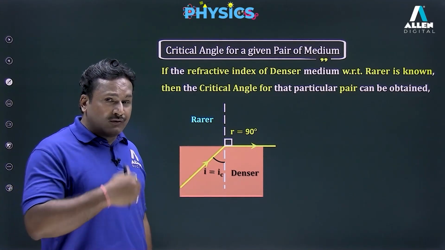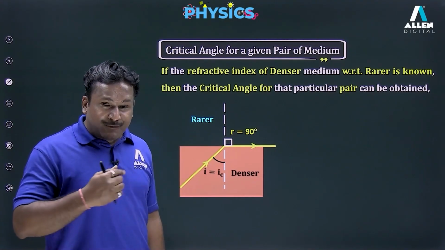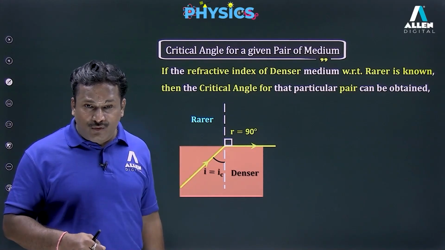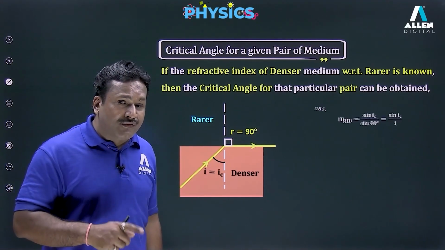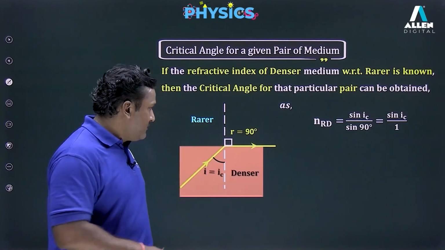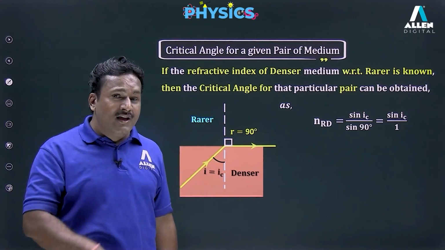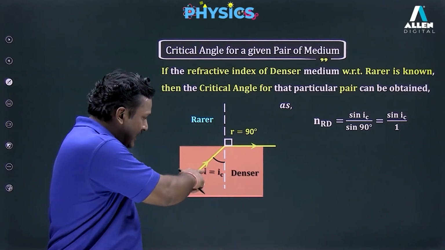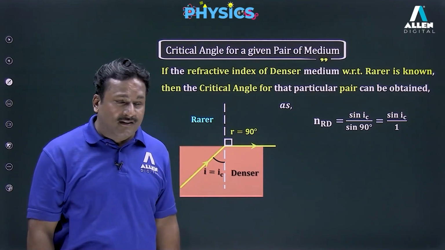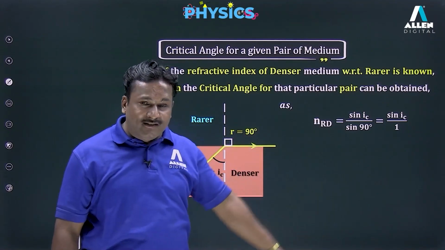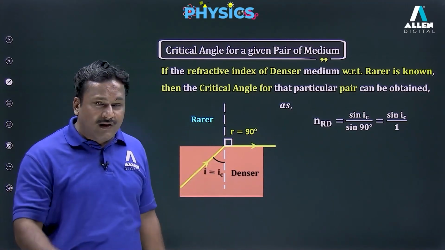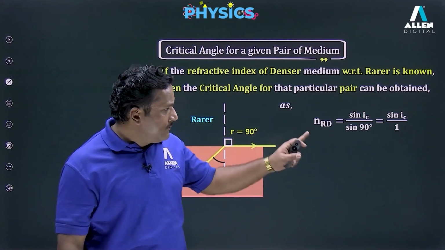Here the ray of light is going into the rarer medium with respect to the denser, from where it is going denser. So the refractive index of rarer with respect to denser medium will be equal to sin I upon sin R. Angle of incidence over here is what? IC, correct? Sin IC upon sin 90. What is the value of sin 90? We already know, 1, correct?